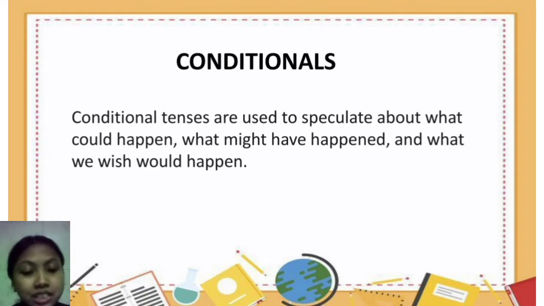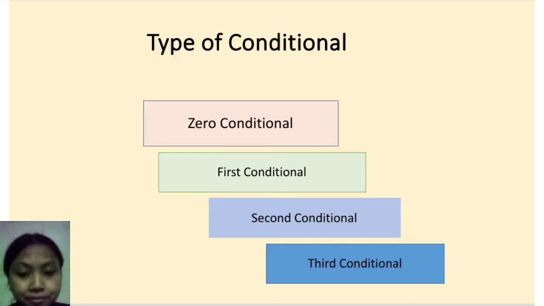For the conditional, we have an if clause, which is used to describe the condition, and we have the main clause, which states what will happen if the condition is met. Next, there are 4 types of conditionals: the first one is zero conditional, first conditional, second conditional, and the last one is third conditional.